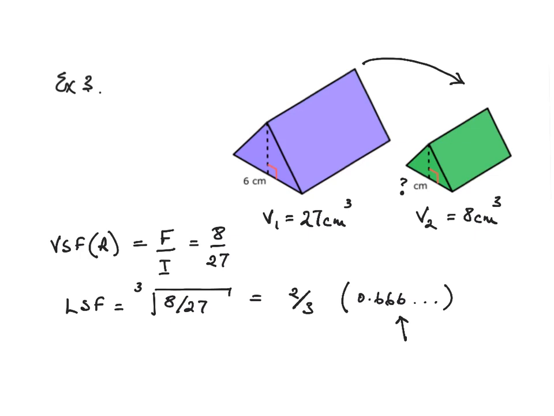V2 then, not V2, but the missing length is found by, so the linear scale factor is 2/3, so we'll multiply 2/3 by 6, and that gives us the answer 4 centimetres. That's how to use the volume scale factor to get a missing length.